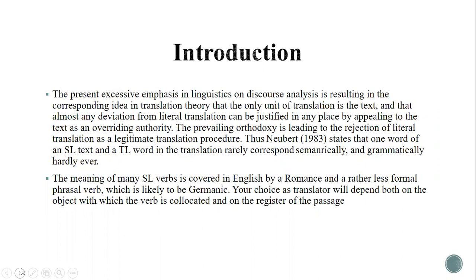Thus, Newmark, 1983, states that one word of a source language text and a target language word in the translation rarely correspond semantically and grammatically hardly ever. The meaning of many source language verbs is covered in English by a Romance and rather less formal phrasal verb, which is likely to be Germanic. Your choice as translator will depend both on the object with which the verb is collocated and on the register of the passage.